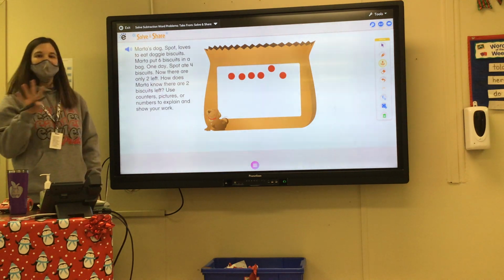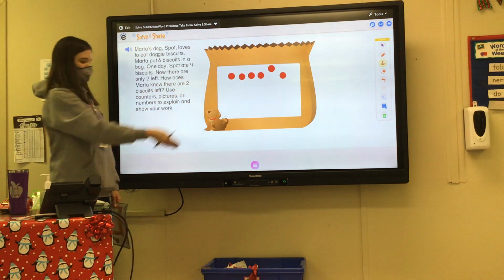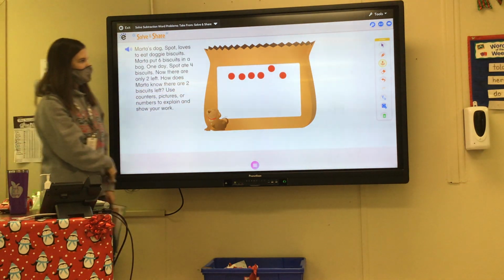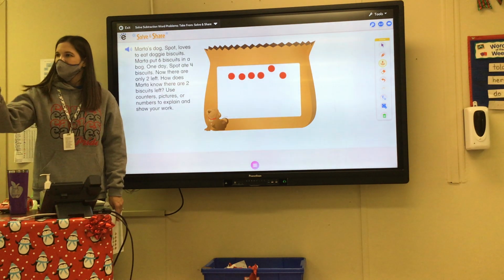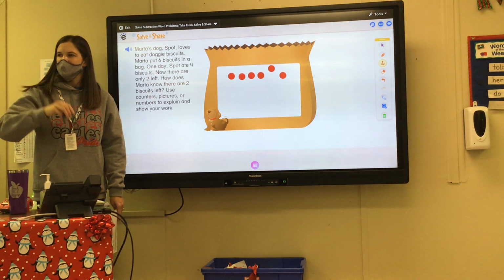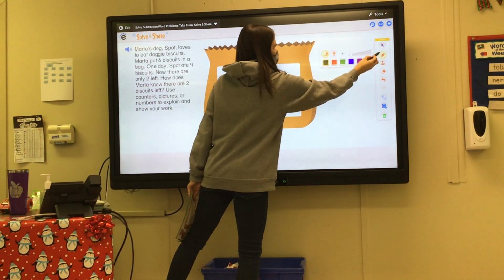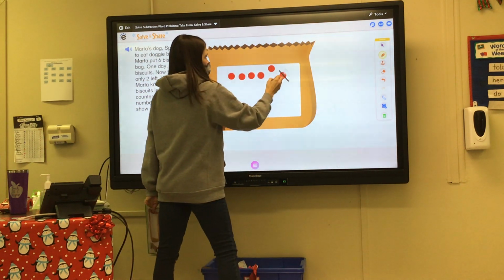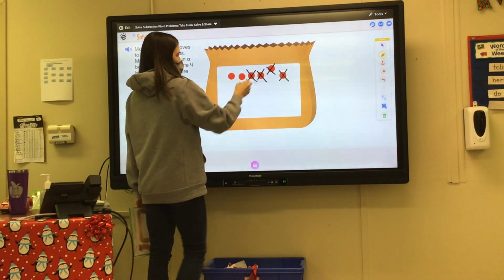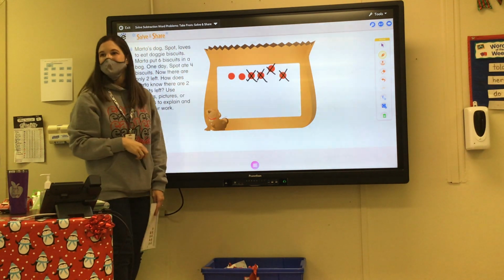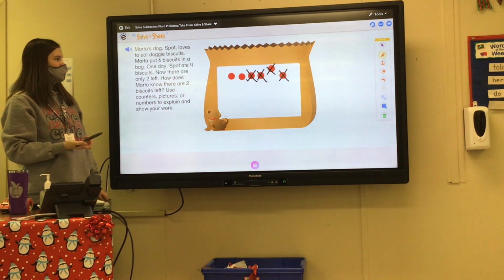Okay, Marta put 6 dog biscuits in a bag. How many did Spot eat? Who remembers how many Spot ate? Charlotte? 4. So we want to X out, cross out 4 of them. 1, 2, 3, 4. And now there are how many left? 2 left. So they were right. Now there are only 2 left.